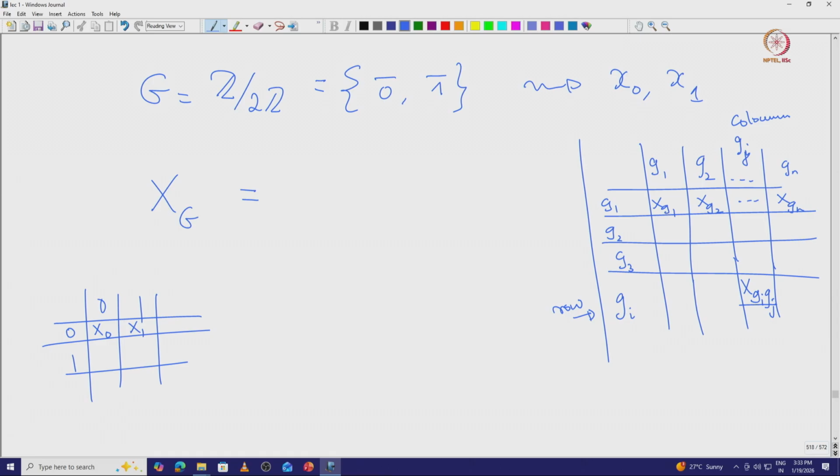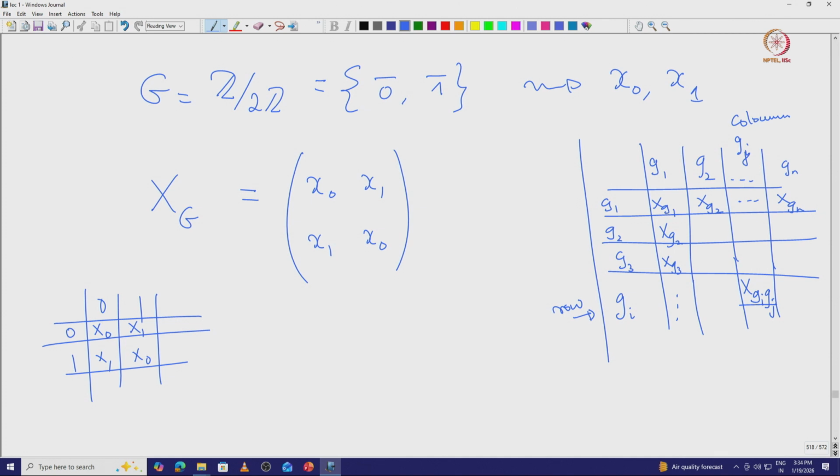Now similarly, if you take the first column, you will be multiplying xg_i g1, again it is going to be the same xg2 xg3 and so on. So you get x1 here, and now it is going to permute. So 1 plus 1 is 0, so you get x0. So the matrix of this G modulo 2Z is going to be x0 x1 and then x1 x0. So this is our matrix.